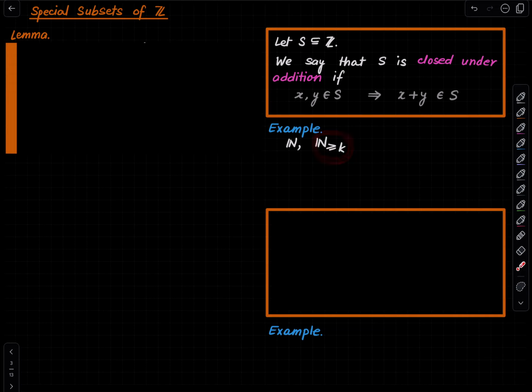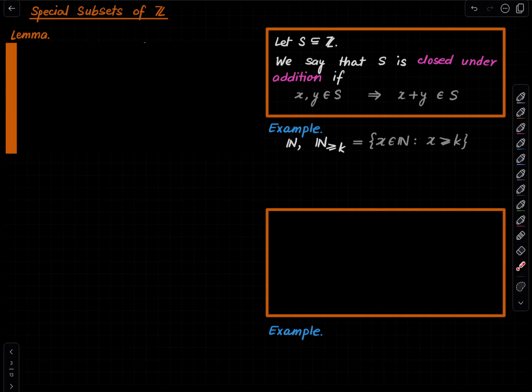which is defined as follows, all those natural numbers which are at least k. So those are also closed under addition. If you add two natural numbers, two elements from here, they will remain here. They will not pop outside. And you can construct many examples, like you take the set of all the even integers. That is also closed under addition because the sum of two even numbers is again an even number.